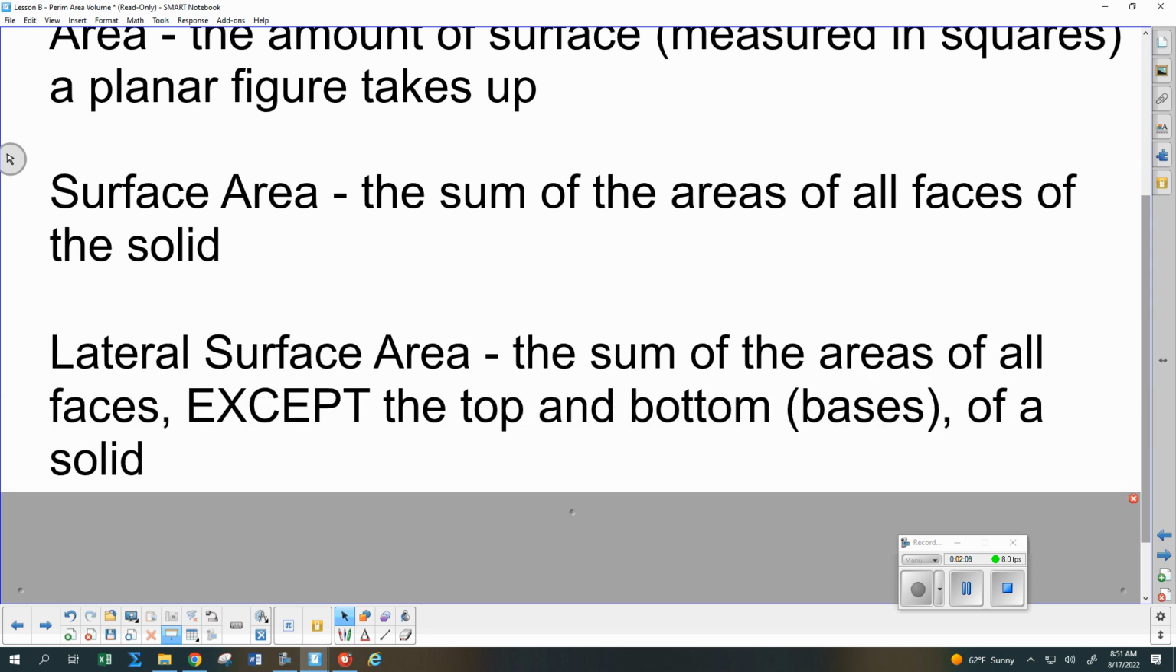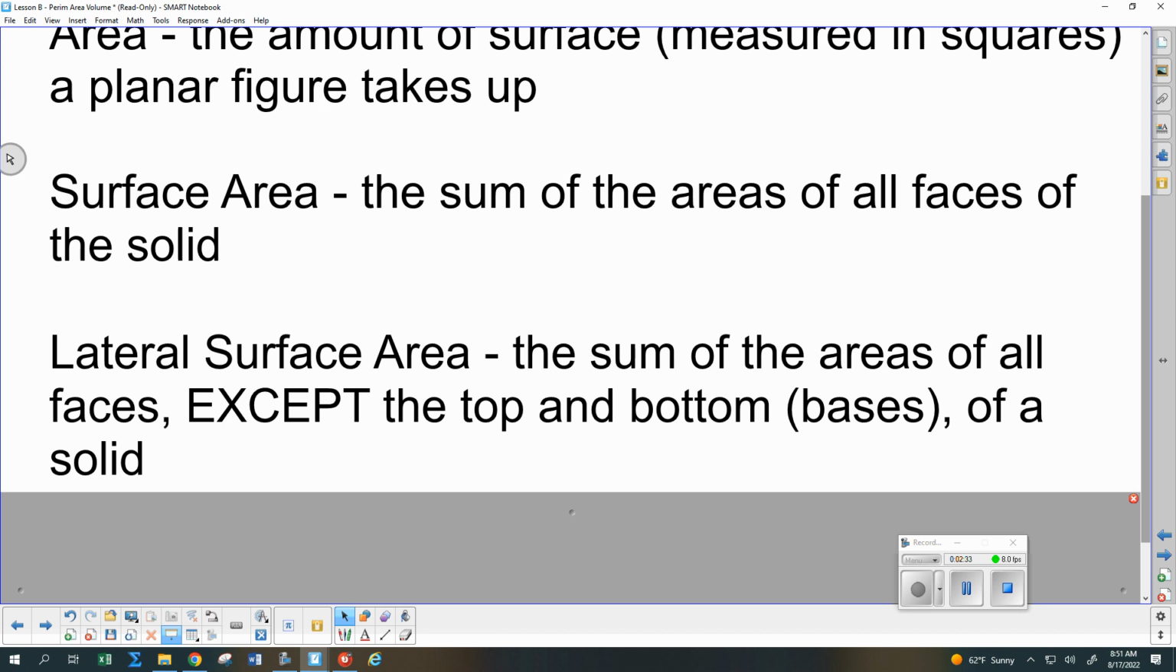If I wanted lateral surface area, I would not include the base or bases. So for this cone, I would not include the circle. The lateral surface area would be just the curvy, slanty part. So you can look at this one and see they didn't stain the bottom of it. They were just figuring out how much stain it would take to cover the exposed sides of it.